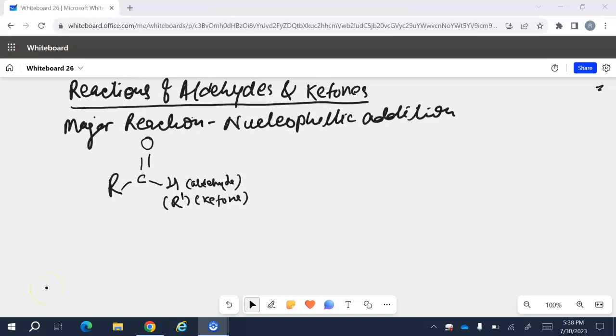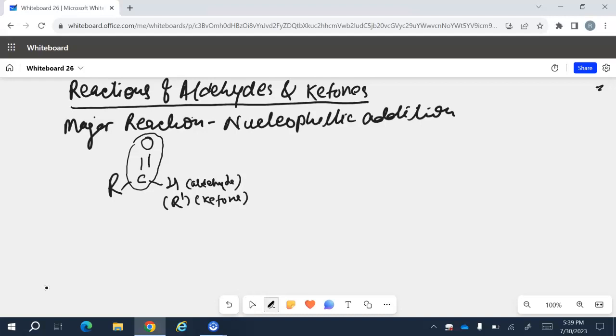Hello. In this video, we will discuss some of the reactions of aldehydes and ketones. Aldehydes and ketones possess the common functional group, that is C double bond O, or carbonyl group. In an aldehyde, the carbonyl group is attached on one side to an R group and on the other side to hydrogen, whereas in a ketone, both sides of the carbonyl group possess some alkyl or aryl group.